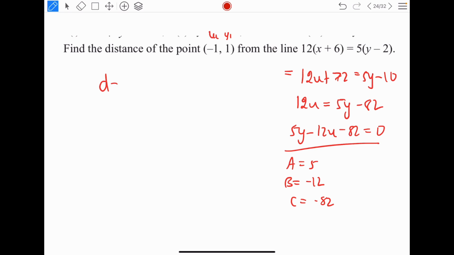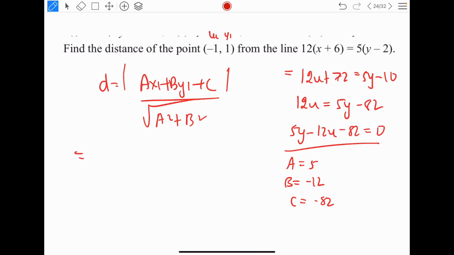What is the formula of distance? Ax1 plus by1 plus c upon under root a square plus b square is the formula for my distance. Of course, this you will take in the mod. So multiply a is 5 and x1 is minus 1, minus 5, b is minus 12, y1 is 1, minus 12 plus c is minus 82, minus 82 upon under root a square plus b square, under root a square.